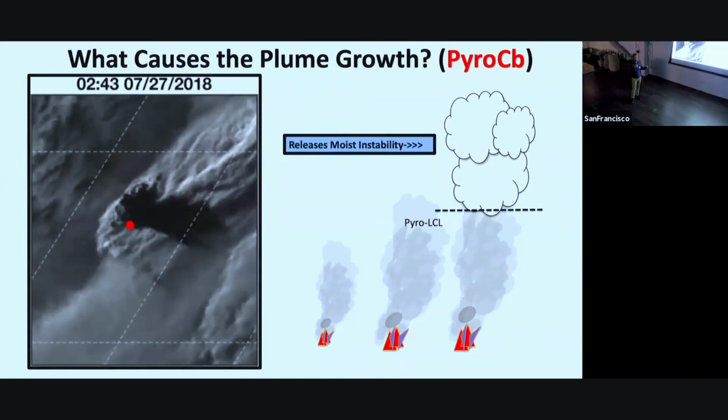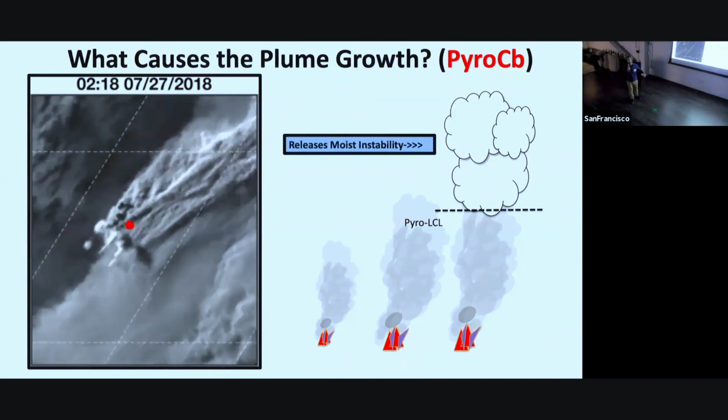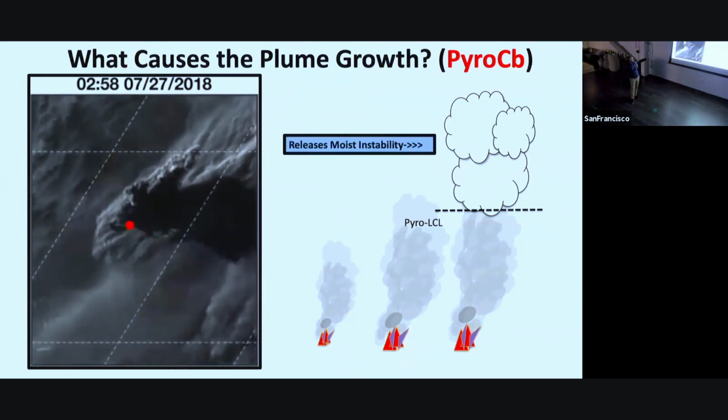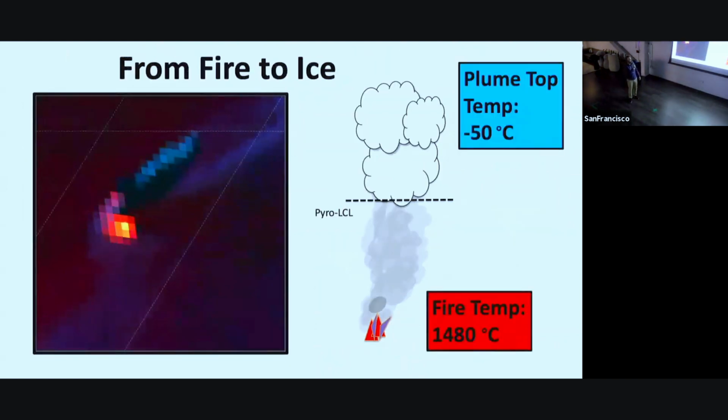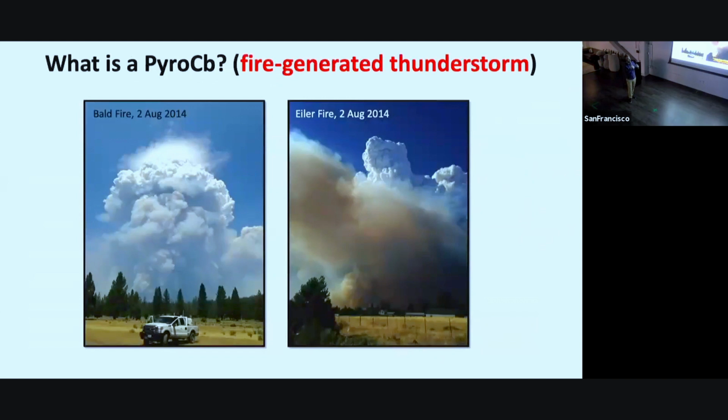If the plume gets deep enough, it will trigger a convective cloud off its top. And that's what we're seeing here in the satellite image, and we call these PyroCbs. They're quite unique in that you are spanning a huge temperature range from about 1,500 degrees Celsius in the flames up to negative 50 degrees Celsius at the plume top, which is populated by ice. All those phase changes along the way release a lot more heat back into the atmosphere and give us this nonlinear growth.